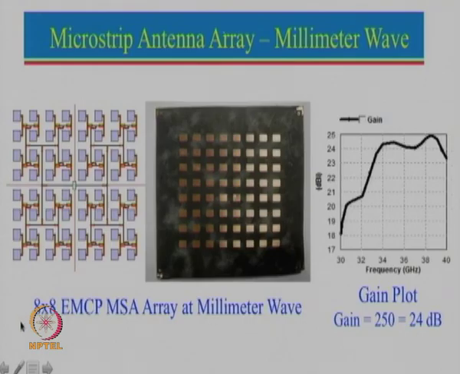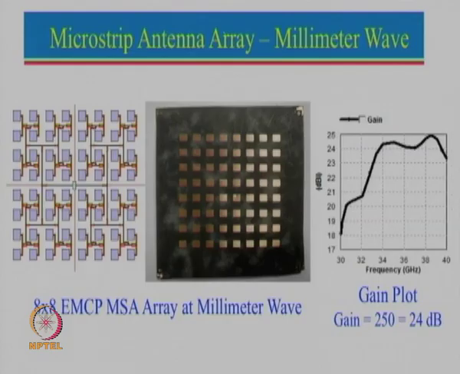So, instead of 8 by 8, if we had used, suppose, 16 by 16, that means the array size is increased by 4 times. The maximum gain which can increase is about 6 dB, but because of some feed losses, it may be about 5 to 5.5 dB. So, we can get about 29 dB or so. 30 dB will be equivalent to a gain of 1000.